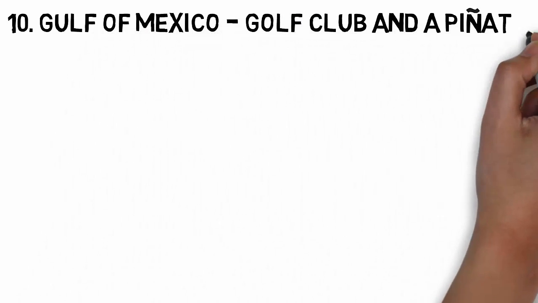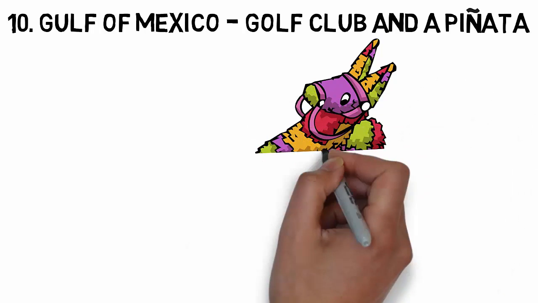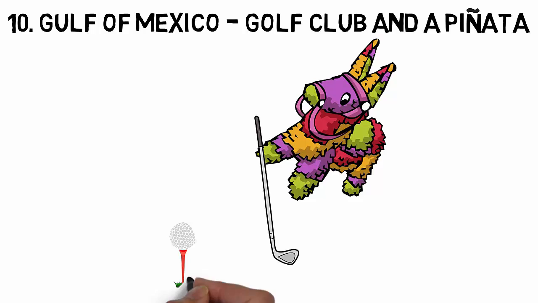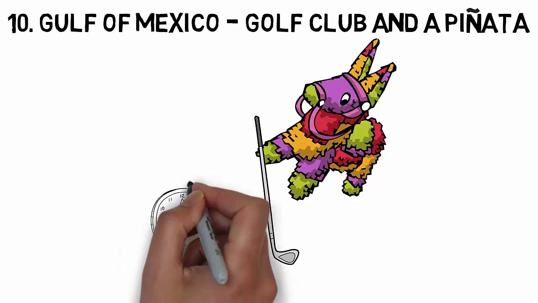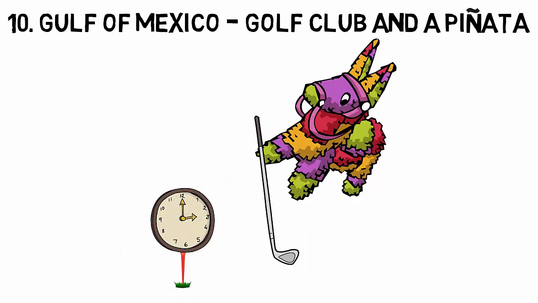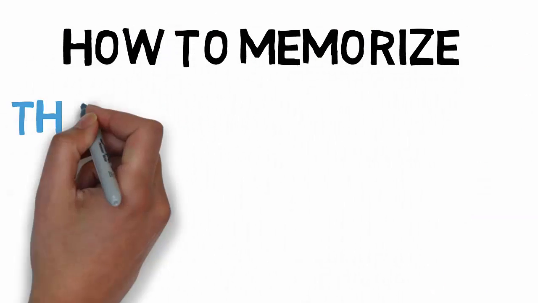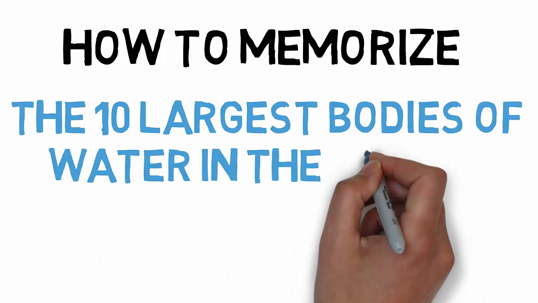And the image we're going to have is a golf club and a piñata, because maybe a piñata is what you think of when you think of Mexico. And so you have this piñata ready to swing, and then all of a sudden the clock falls onto the tee, and the piñata's not paying attention and just smacks the clock, and the clock just goes flying into the sky and just disappears with a little twinkle, like ding, and the clock's gone. And there you have it. You just learned the 10 largest bodies of water in the world.